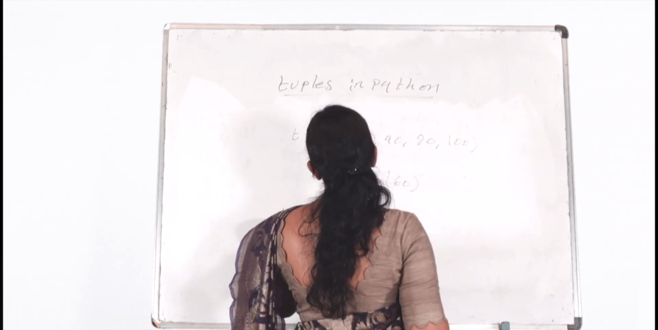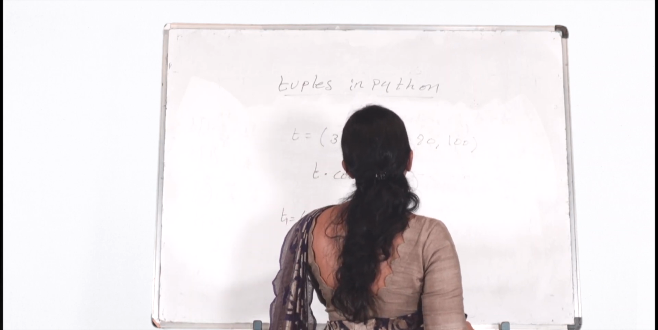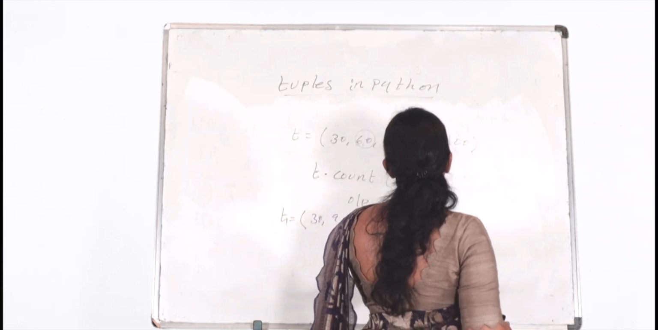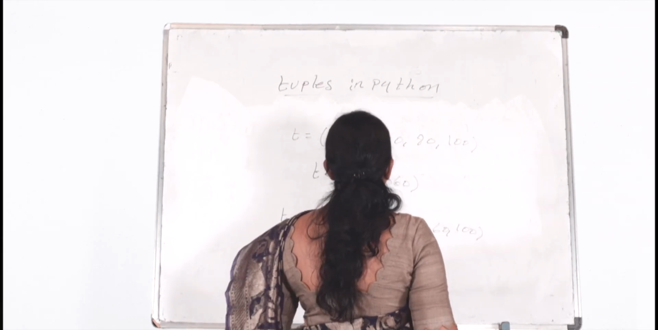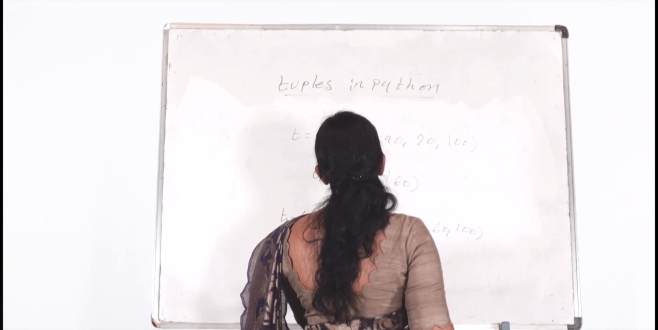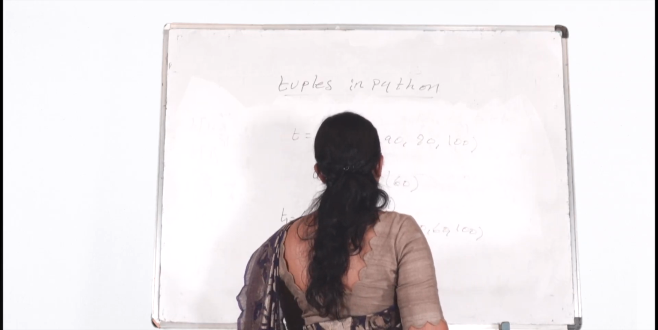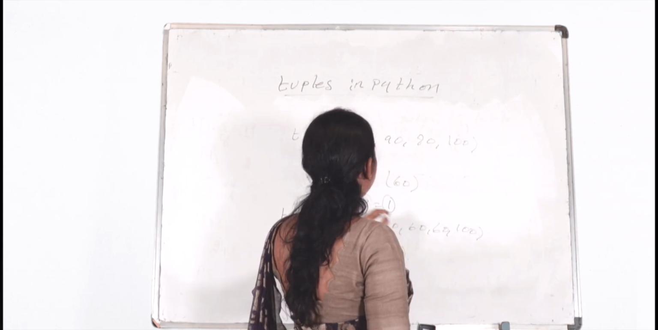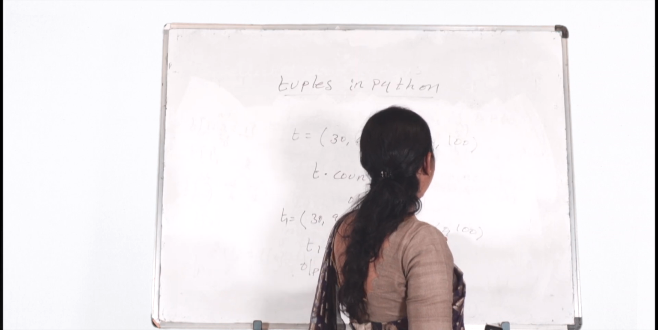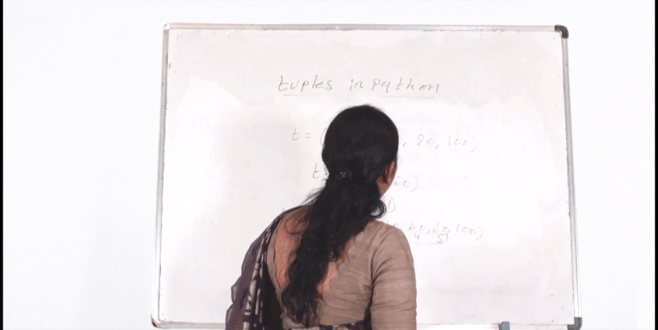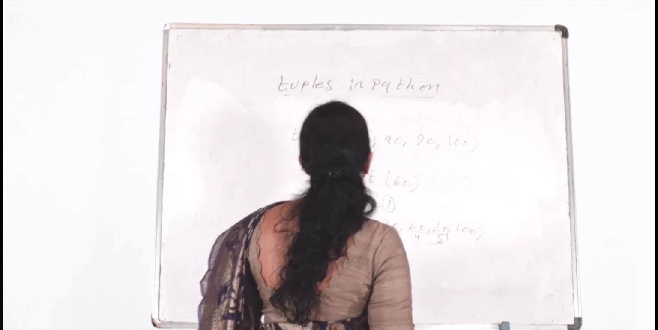If we take one more tuple, like 30, 90, 60, 80, with 60 appearing again, we find out how many times 60 is present with t1 dot count of 60. The output will be 3, because 60 is present at position 2, position 4 and position 5. This is the count function.